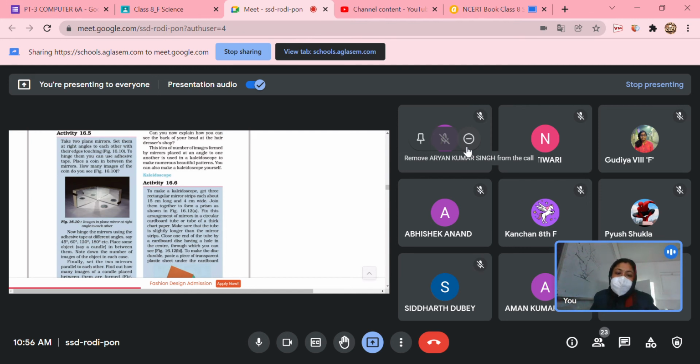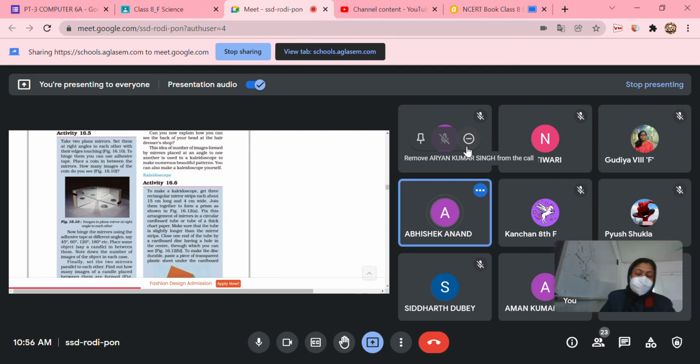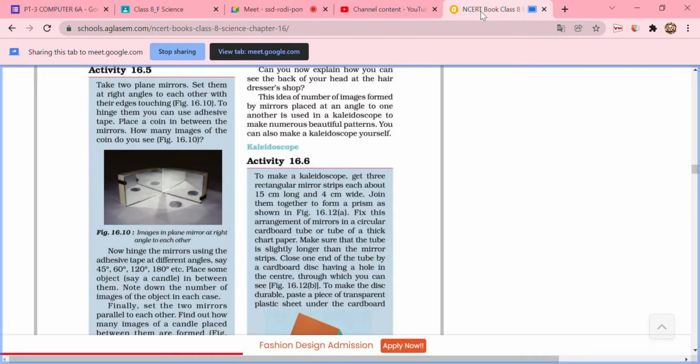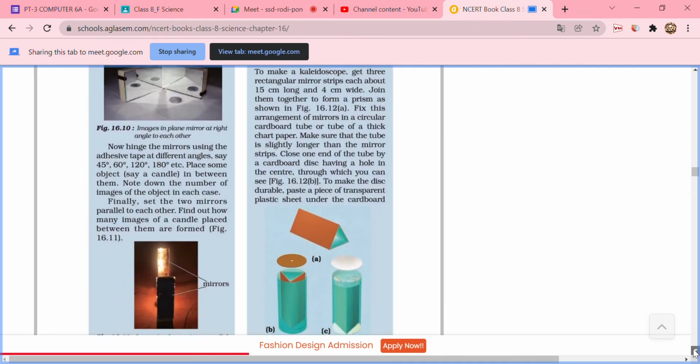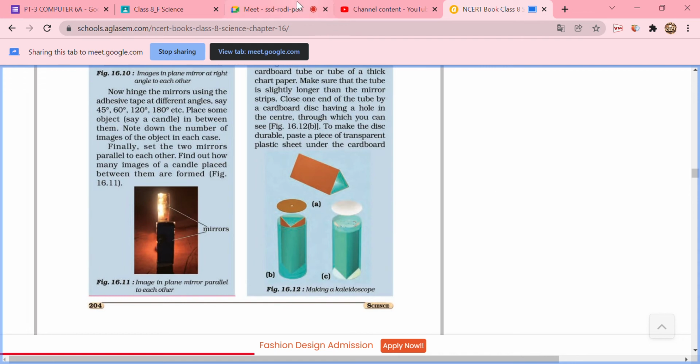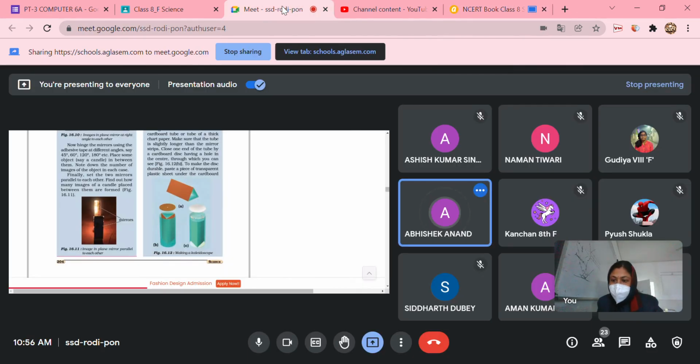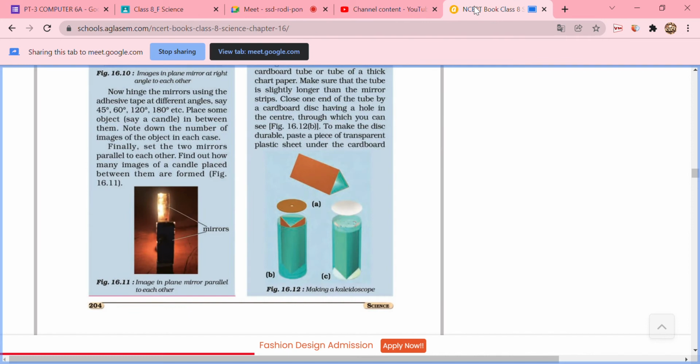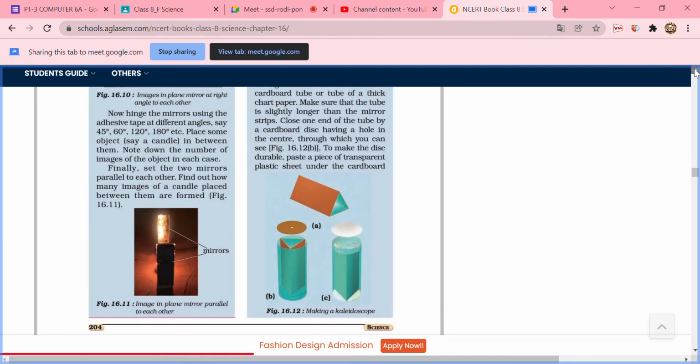Okay, now continue, Aditya, Abhishek. Now hinge the mirrors using the adhesive tape at different angles, say 45 degrees, 60 degrees, 120 degrees, 180 degrees. Place some object, say a candle, in between them. Note down the number of images of the object in each case. Finally, set the two mirrors parallel to each other. Find out how many images of the candle placed between them are formed. Okay, tell me how many images will be formed when they are parallel?